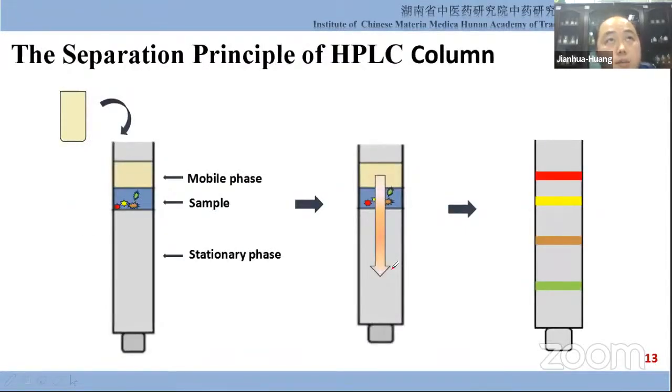Now, this is the separation principle of the HPLC column. Here we can see the mobile phase, and the samples can be injected by the injection valve. Then the mobile phase will go down like this by the pump. The compounds in these samples will be separated because they have different retention times and retention abilities. So this is the simple separation principle of the HPLC column.